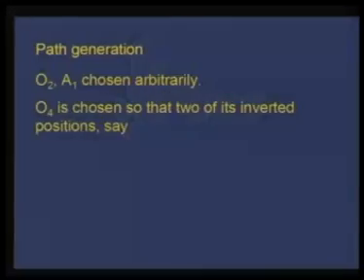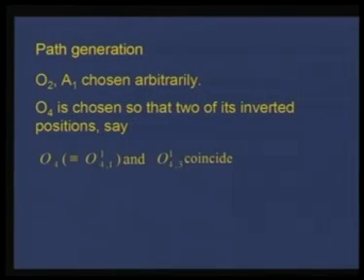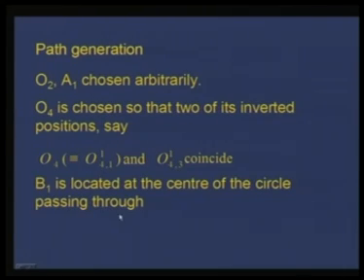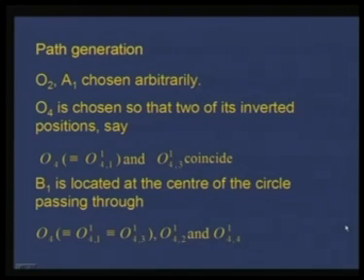So O4 will be chosen so that 2 of its inverted positions, say O411 and O431, coincide. In the example that we shall solve, I will choose O4 in such a way that O4 also becomes O431, and of course O4 is O411 because we will invert on the first configuration. And B1 then will be located at the center of the circle passing through O4, O421 and O441. Let me now explain this with the help of an example.